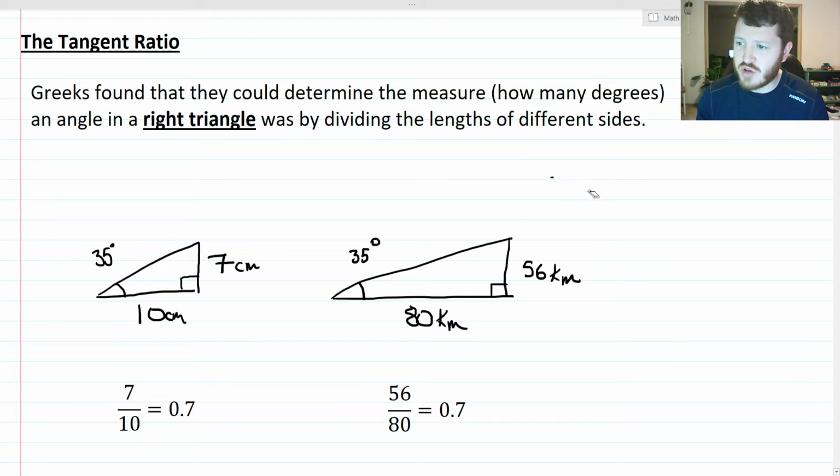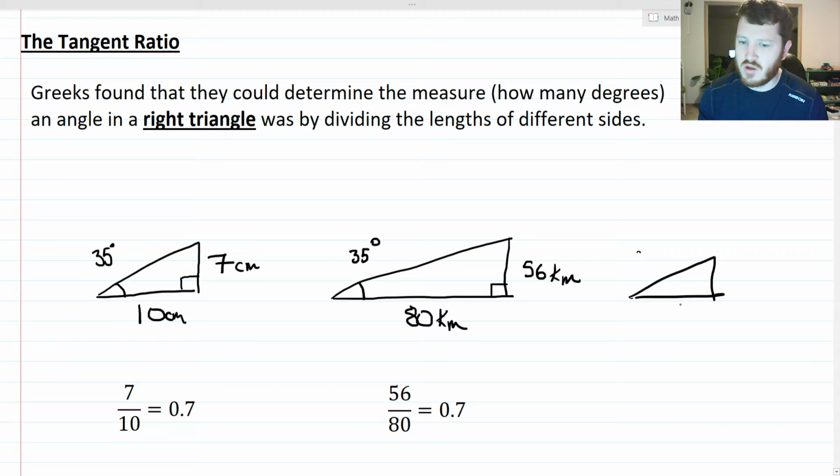They didn't have a protractor yet, so when they were drawing these triangles, they found that if we had a small triangle, 10 centimeters on this side, 7 centimeters on this side, they knew it was a 35-degree triangle. Then if we had a big triangle, like 80 kilometers by 56 kilometers, that also had 35 degrees, then that would give us, if we compared this, 7 divided by 10 is 0.7, and 56 divided by 80 is also 0.7.